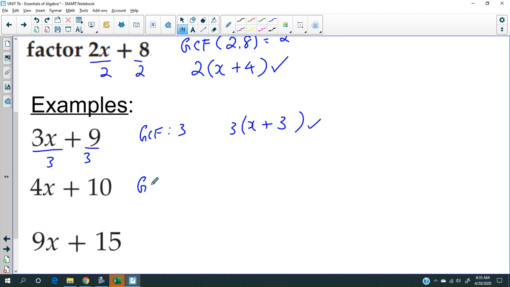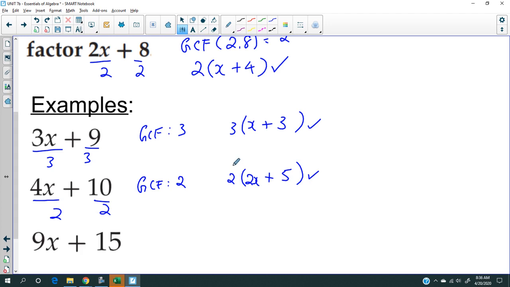Now looking at the next one, what's the GCF between 4 and 10? Yeah, 2, right? So the GCF is 2. And then 4x divided by 2 is what? Yeah, 2x plus 10 divided by 2 is 5. That's it. Hey, by the way, how do you know if your answer is right? How can you check your answer?